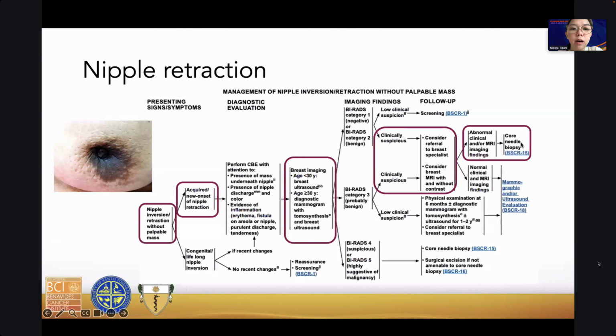So locally, nobody does MRI-guided core needle biopsies or localizations yet. So normally, if you have something suspicious on MRI, what we do is we send these patients back to the breast radiologist for a second look breast ultrasound. And more often than not, they will be able to find something in the area where there was a suspicious finding on MRI. And this is what we target for our core needle biopsy.